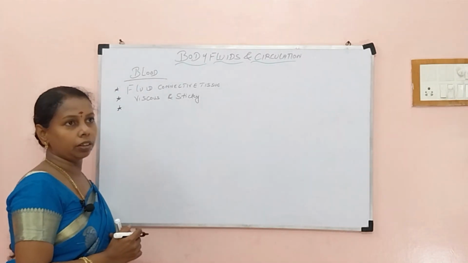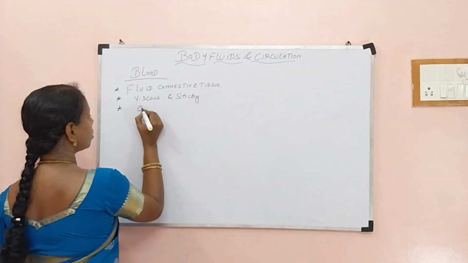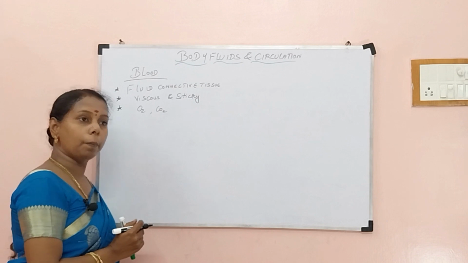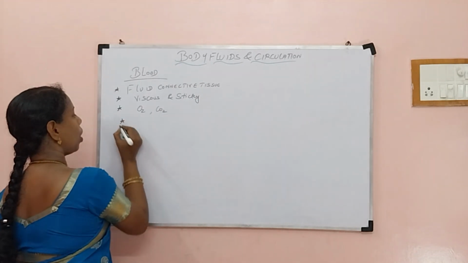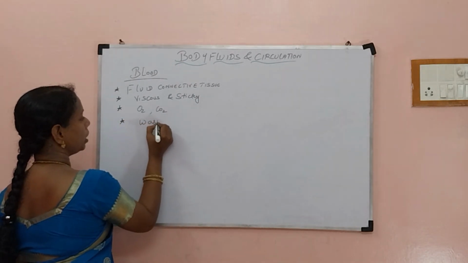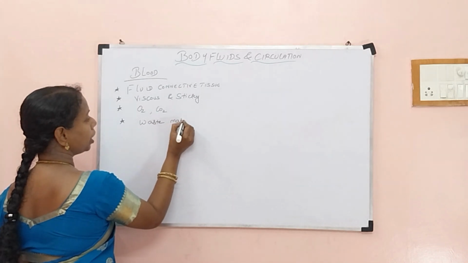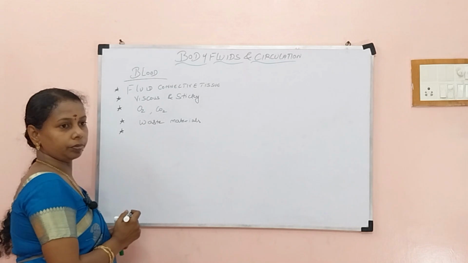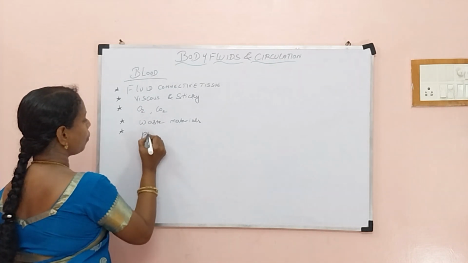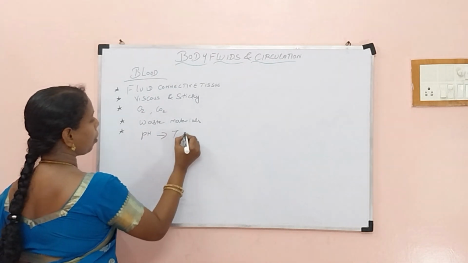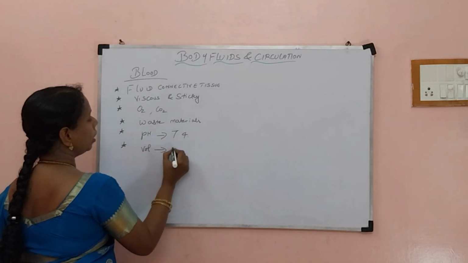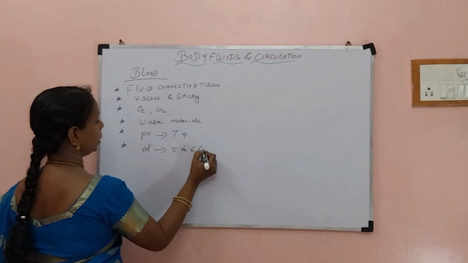Why do we need blood? We transport gases like oxygen and carbon dioxide only via blood. Apart from that, we also transport waste materials like urea and uric acid, which are formed due to metabolic processes. What is the pH of our blood? It is 7.4. What is the volume of our blood? Hardly 5 to 6 liters.